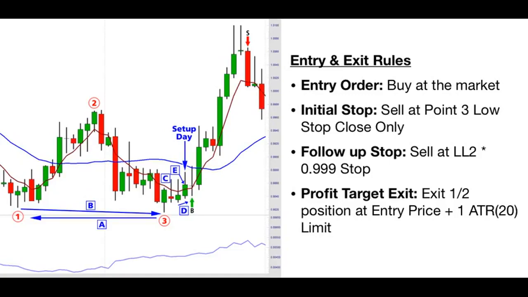Now, what that means is if we enter the market on entry day and the market subsequently drops, in this example, and closes below the point 3 low, then we're going to immediately exit the market on the open of the next day. Now, that seldom happens, but what does happen on occasion is after getting into the market on entry day, it will trade lower temporarily, but then close higher on the day.